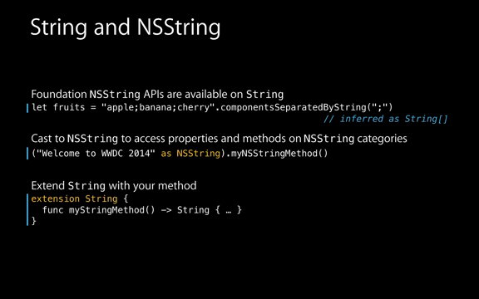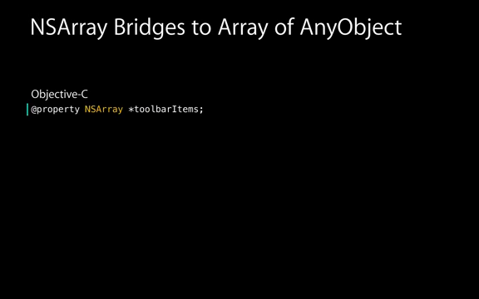Now let's move from string to a container. Let's talk about arrays. So here we have toolbar items that is an NSArray. That's going to come into Swift as an array of AnyObject. Now these two types are fairly similar. You can iterate over them, and what you're going to get out of it are values of type AnyObject. They're objects, but you don't know what kind of object it is. You can subscript into them, and of course, you will get an AnyObject.